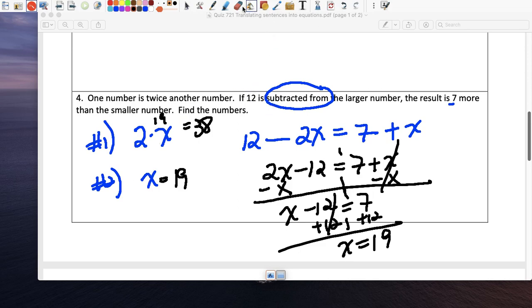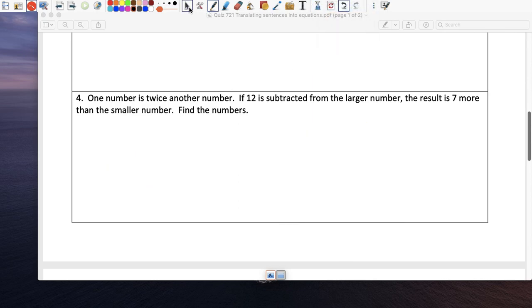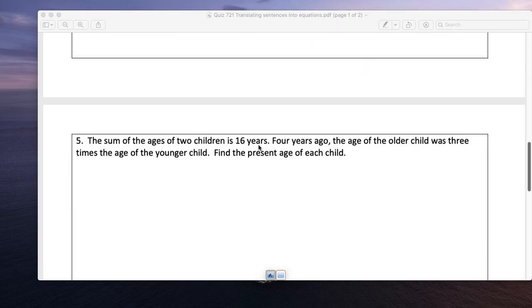So let's look at the sentence here. Let's see if I'm right. If you take 12 from the larger number, so if I take 12 from 38, it's going to give me 26. So it says here, if you take 12 from the large number, which is 38, the answer, which is 26, is 7 more than the small number. Is 26 7 more than the small number? Yes, it is. Very good. Wow. I don't think I made a mistake yet.